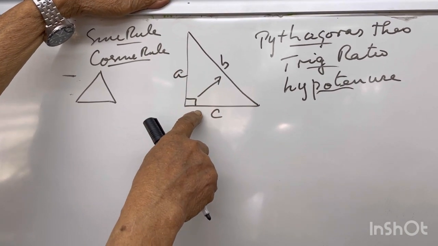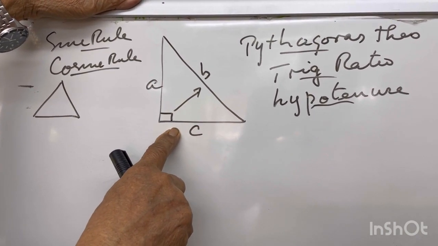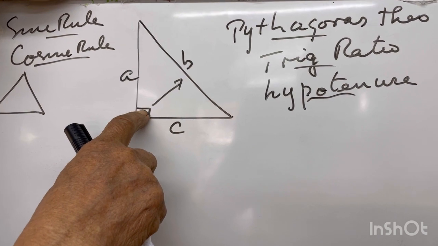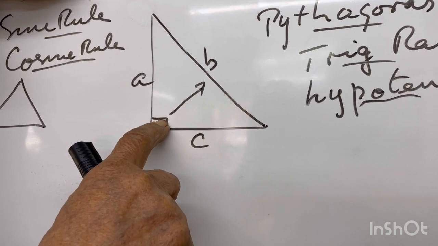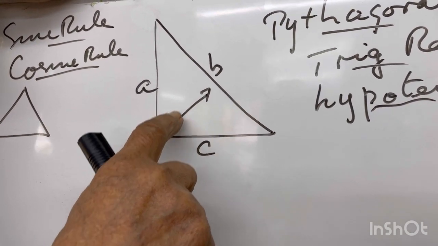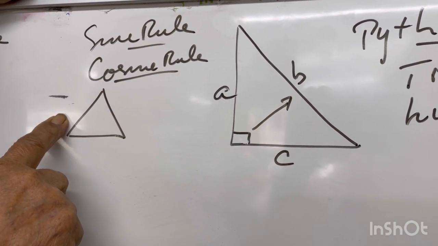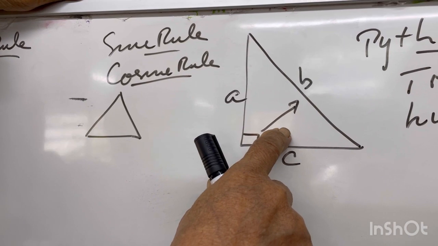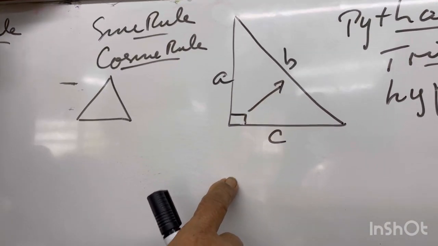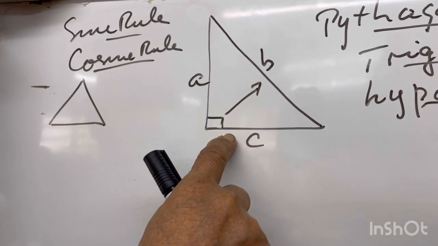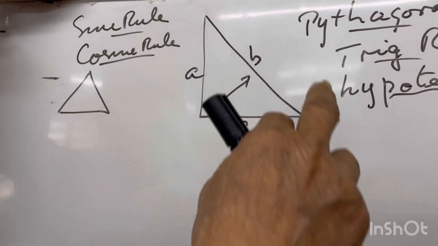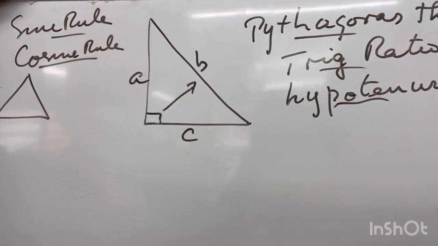If you notice carefully, I have a triangle here, and it has this sign, this is a right angle. This is called a right angled triangle. This one doesn't have any right angle, so it is not like this. There are two different types of triangles. If it's like this, and I want to find a side or an angle, I use Pythagoras or trig ratio.